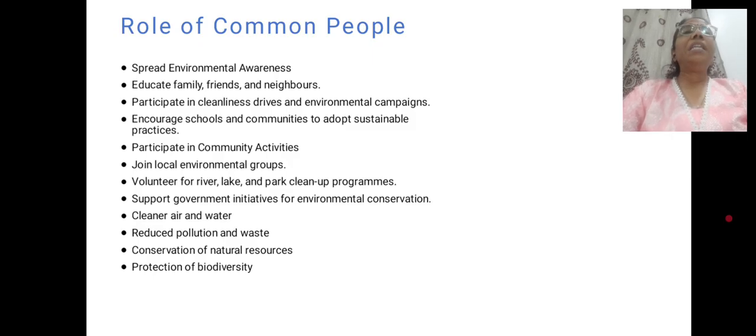Then support the government initiatives for environmental conservation: cleaner air and water, reduced pollution and waste, conservation of natural resources, and protection of biodiversity. See, these are very small steps you have to take. So all this we are discussing is about the role of common people, that is, environmental sustainability and you. Okay, so the title of today's presentation is environmental sustainability and you. Though the government and NGOs play an important role, the important role for you is also there in environmental sustainability, and we already discussed that.